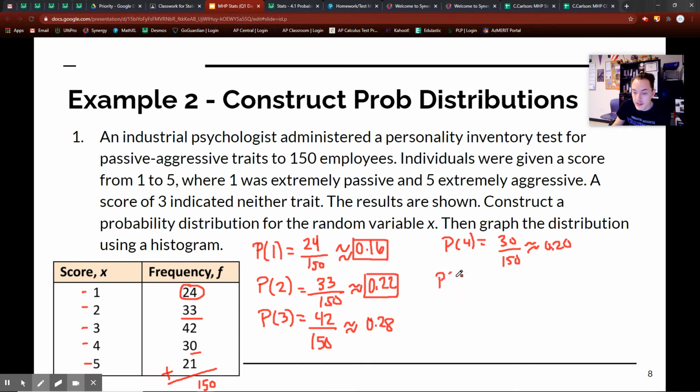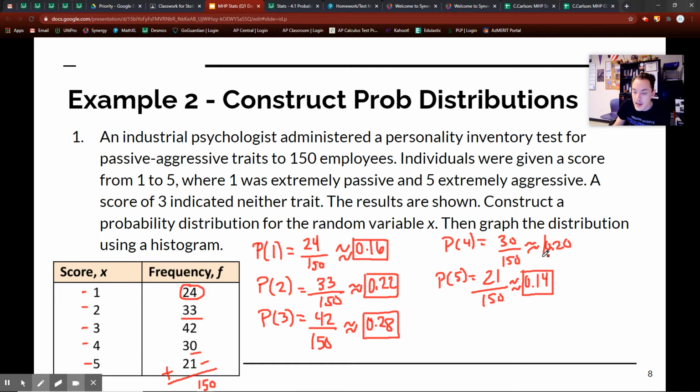And then probability of 5. Probability of 5 is 21, because that's 5 right there. So I'm going to take 21 all over 150. This approximately equals, on the calculator, about 14% or 0.14. Awesome. So I have all of these values.